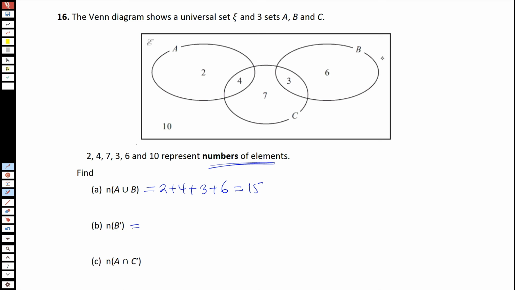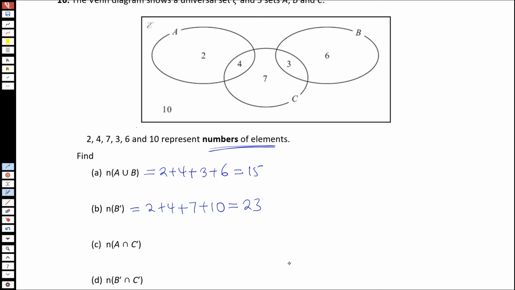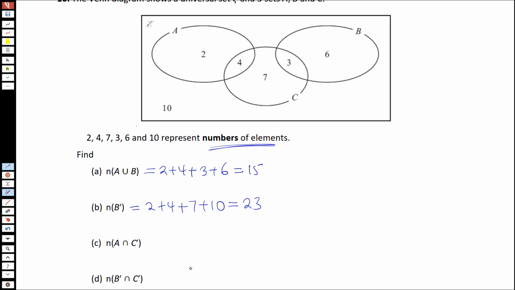The number of elements that are not in B will basically be all these here. So that will be 2 plus 4 plus 7 plus 10, which will be equal to 23. Now for part C, we have just A, or A but not C. So just A will basically be 2, because this portion is A but not C, so that will be 2.